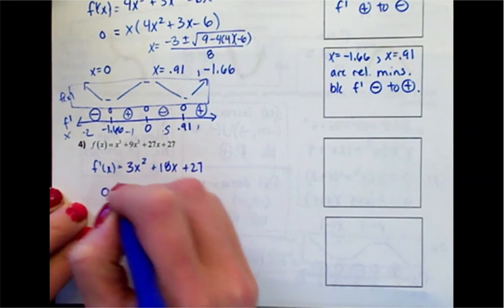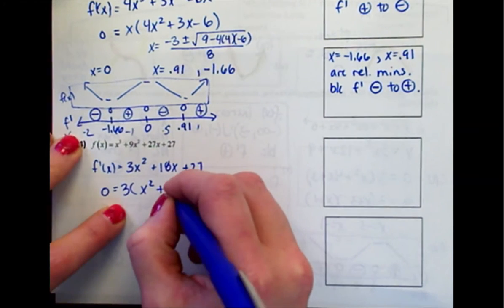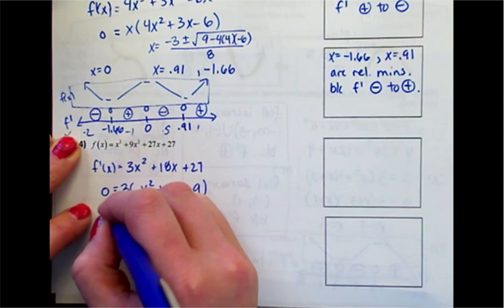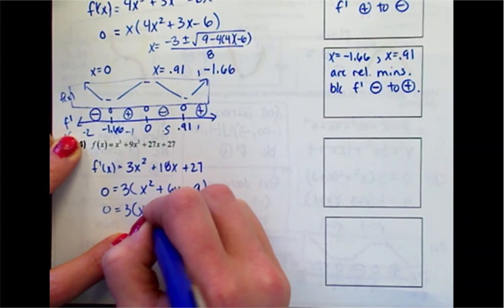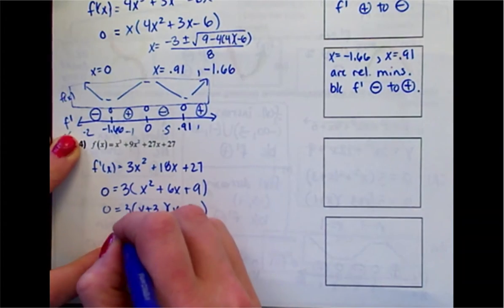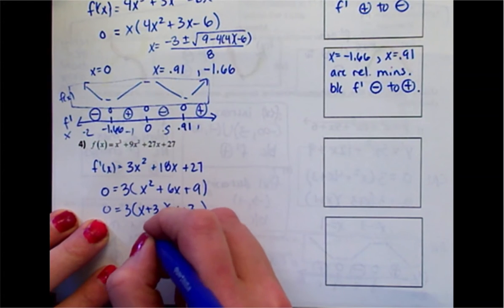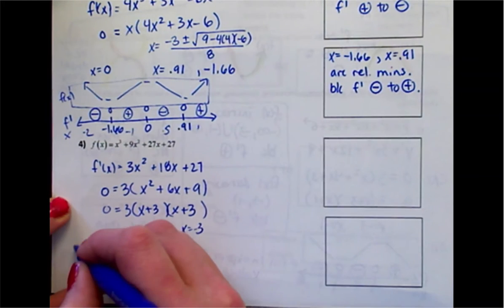Okay, so I set it to 0. I've got the common 3. And then I try factoring. Perfect square, right? So I end up with a repeated factor. So notice there's no variable with the 3 in front, so there's no solution there. You just get negative 3 from each of the factors.